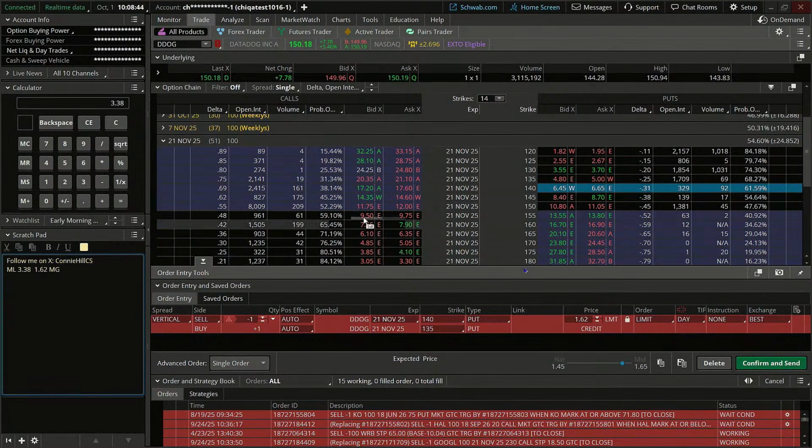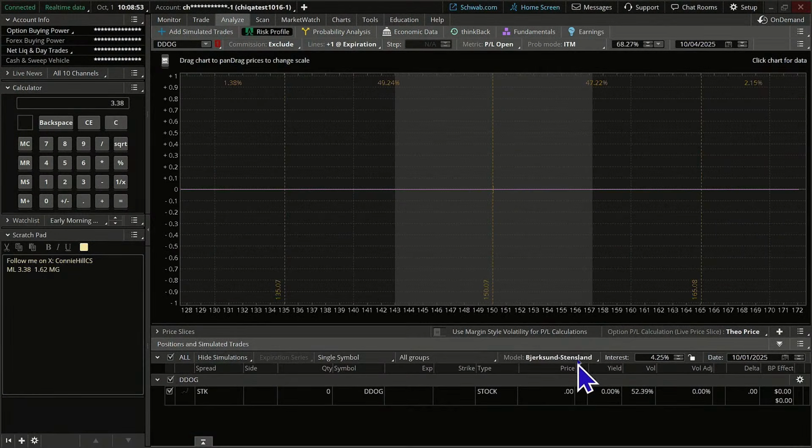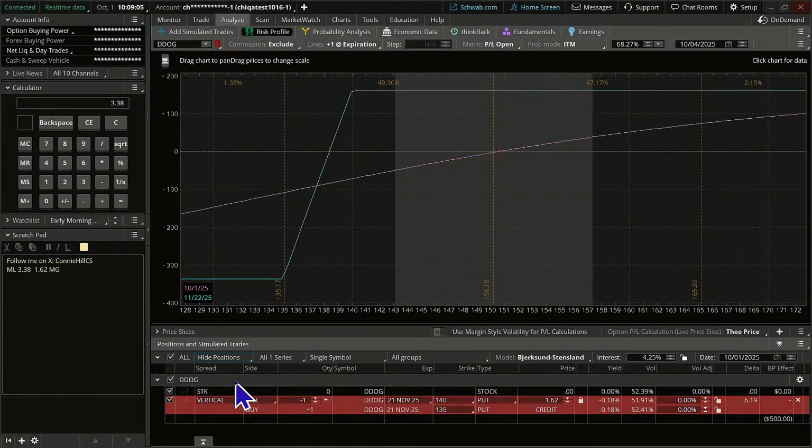We're going to take this particular trade. We're going to just do a right mouse click on it anywhere, and we're going to say Analyze Trade. And as we do so, it's going to bring it over to this screen where it says Analyze Risk Profile. And then there's some fields here that we are needing to see.